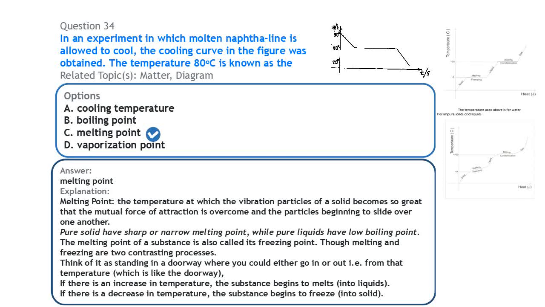You can see it in another diagram here, for pure solid. For pure solid, this is usually how it is. The curve is usually like a straight line, but for impure solids, generally for impure substances, it is a curve. But for pure solid, it is like straight lines like this. So basically that temperature is what we call the melting point.